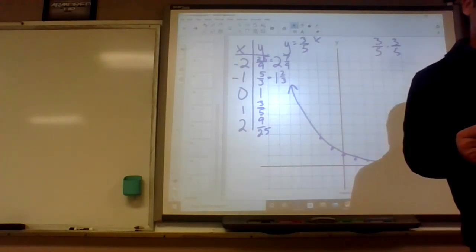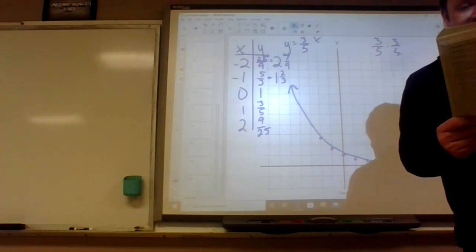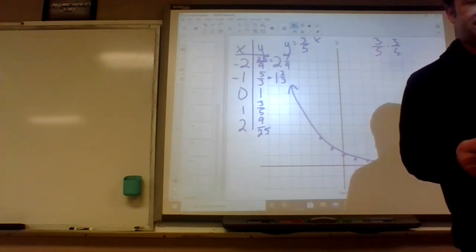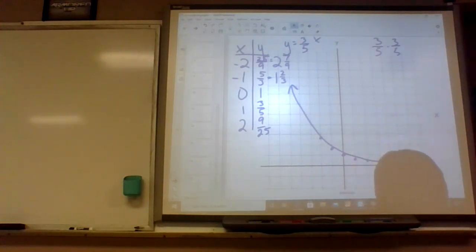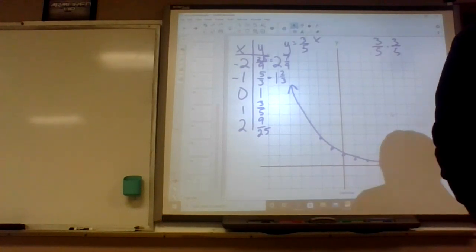40 should look kind of like that, shouldn't it? A little bit higher. Yeah. 40 is a lot steeper. That's easy.